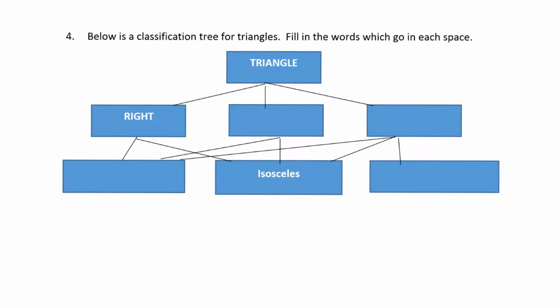Welcome back again, class, to Test Prep CA7, Part 1, question number 4. As you can see here, what they want us to do is classify some triangles. And in order to do that, I think we need a little buddy.